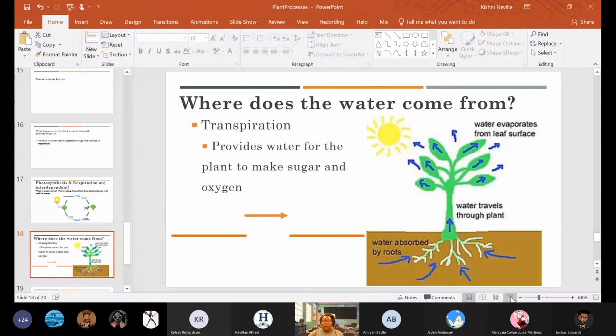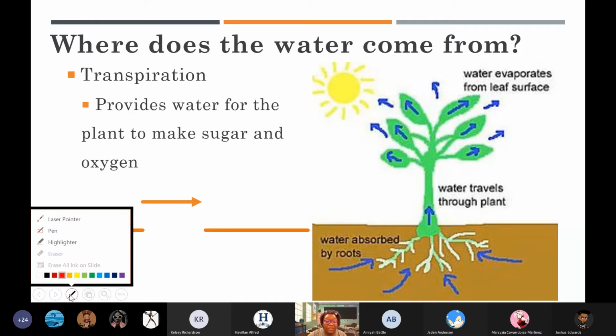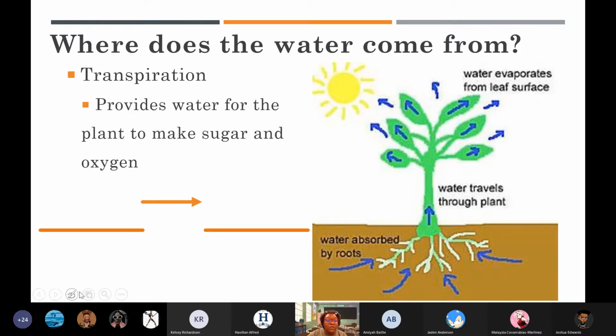So when we're looking here, it's important for us to see that the water comes from transpiration. Do you remember transpiration? You should have talked about it with your science teachers last semester when you studied the water cycle. And if you had Miss Neville last semester, you know we talked about it. Miss Neville coined it as plant sweat. Humans perspire. When we sweat, it's called perspiration. When plants sweat, it's called transpiration.